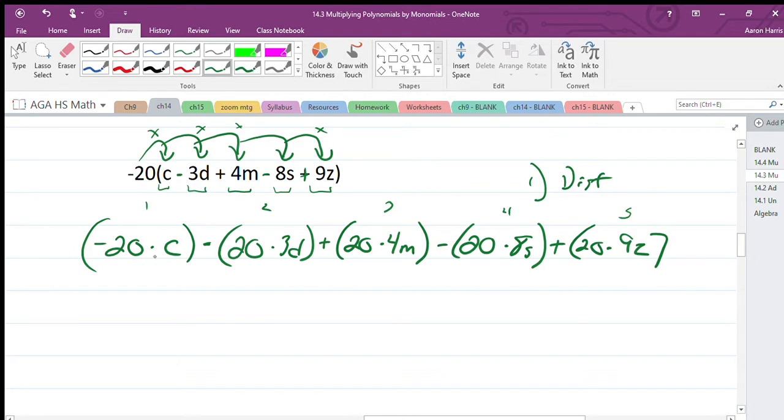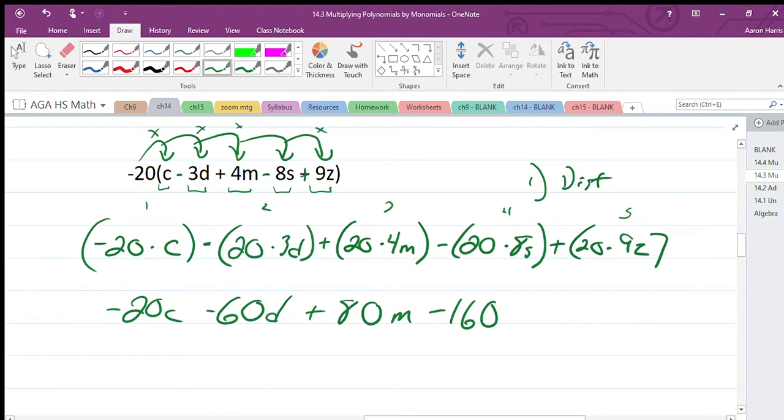So I get negative 20 times C. Oh, that's simple. Negative 20C. Minus, watch this, 20 times 3 is what? 60. So I get minus 60D. 20 times 4 is 80. So I get plus 80M. 20 times 8 is 160. So I get minus 160S. 20 times 9 is 180, so plus 180Z.